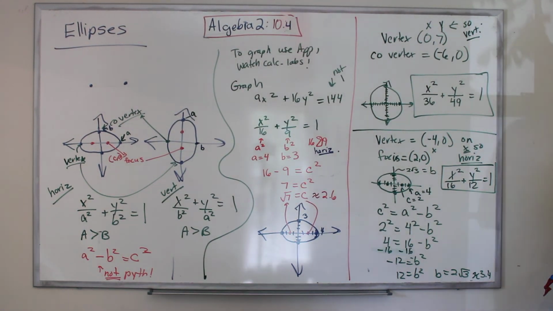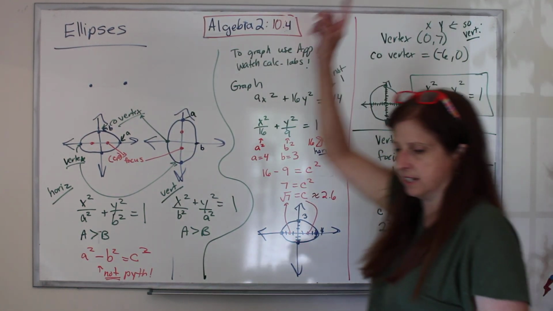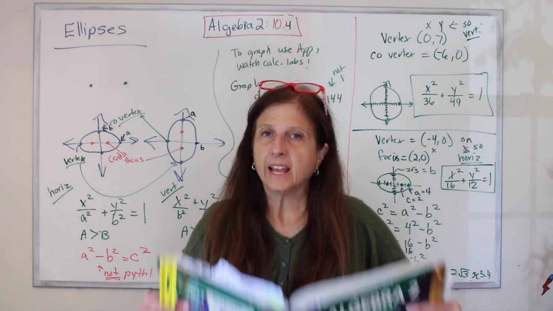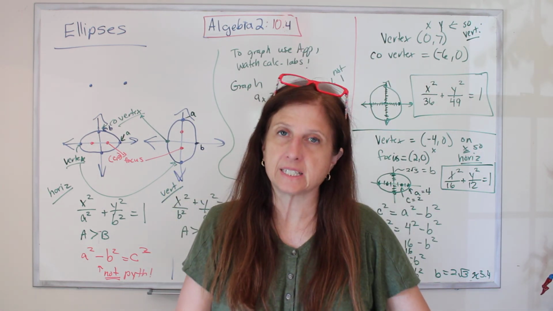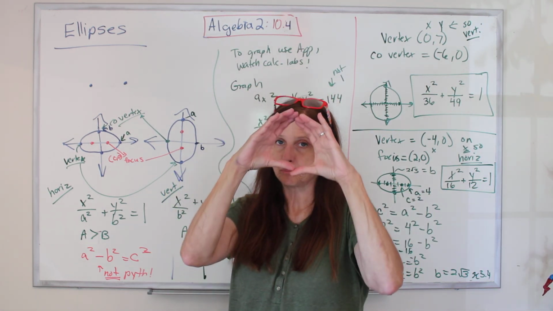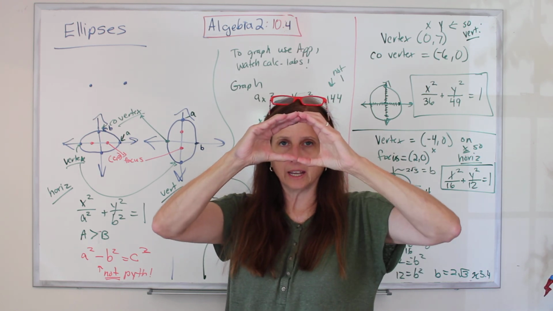Welcome back to Algebra II, Chapter 10, Section 4 in this book. And what we're talking about is conic sections. We already talked about circles, and now we're going to talk about ellipses.